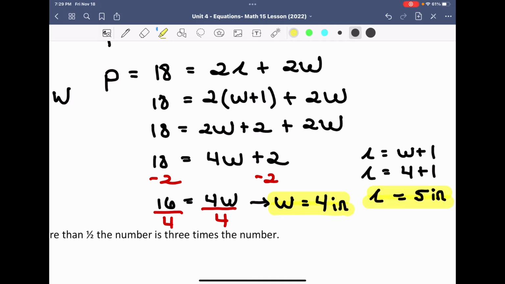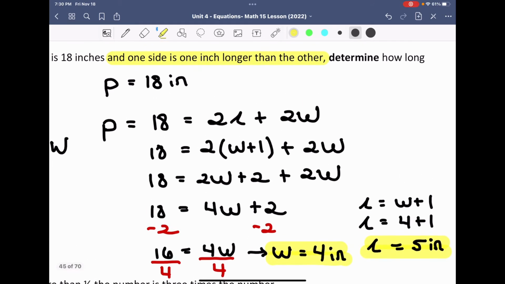Now, we want to confirm that this is actually the solution here. So what we can do is we can go back to our perimeter equation and see if we plug in a width of 4 and a length of 5, we should get this value of 18 as the total. So our check, let's do this off to the side.